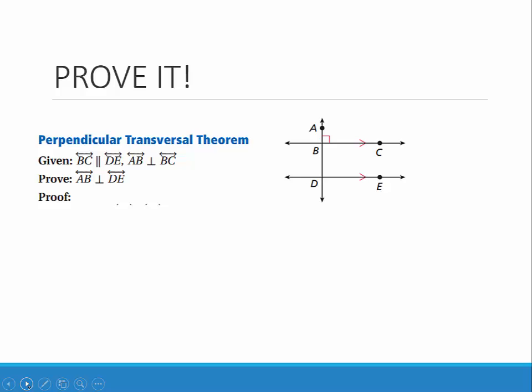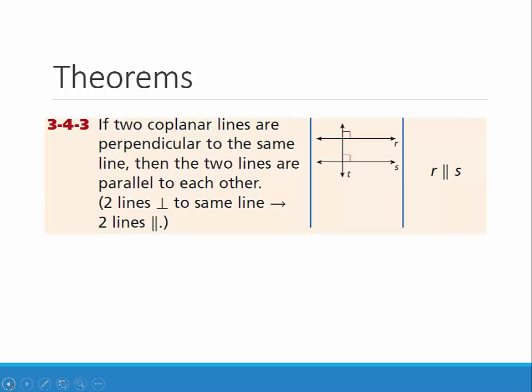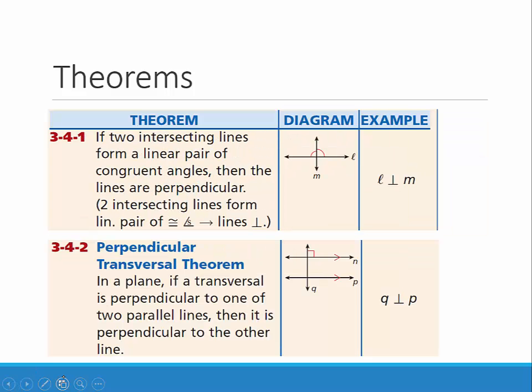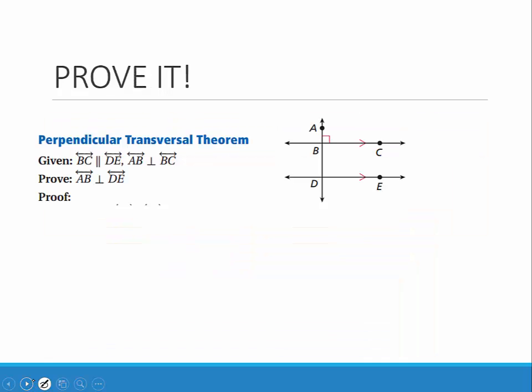All right, so let's prove one. We're actually going to prove the perpendicular transversal theorem, which is this one right here, that says in a plane, if a transversal is perpendicular to one of two lines, then it has to be perpendicular to the other line. So our goal is to prove that if one line is perpendicular to it, and we have two parallel lines, then we can say the other one is perpendicular as well.